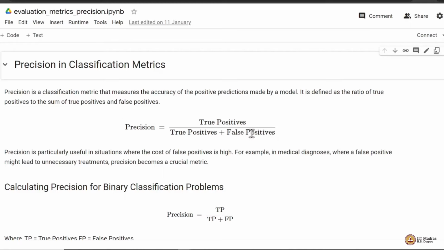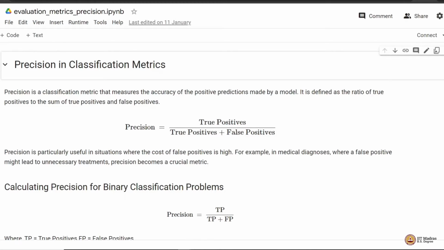So if the risk of having a lot of false positives is high, then we are going to go for this particular evaluation metric. Here we have given one example: in the case of medical diagnosis, if we falsely predict positive, that a person has a disease, and it leads to unnecessary treatment, it is one such case where a good value of precision is important.